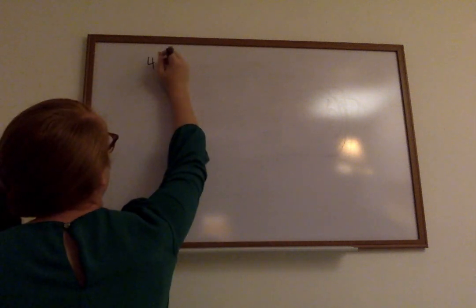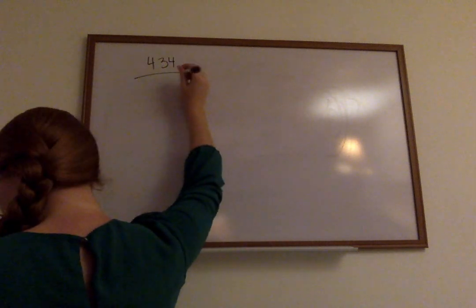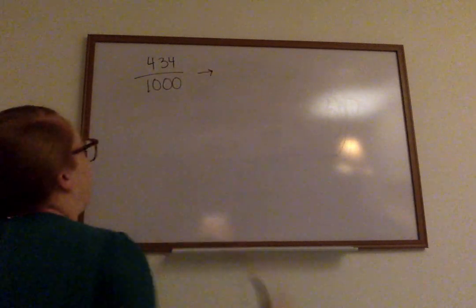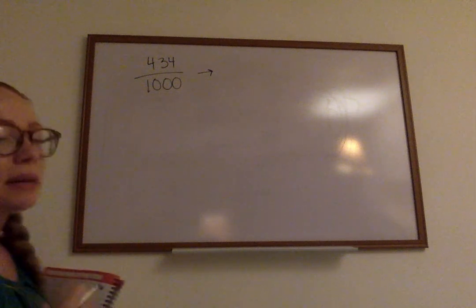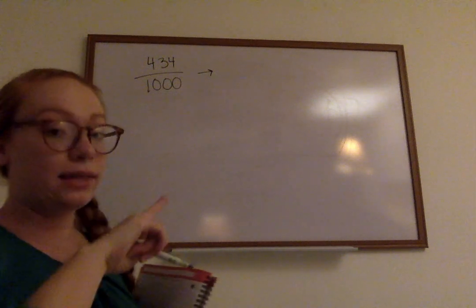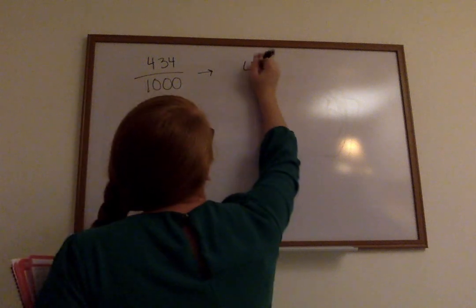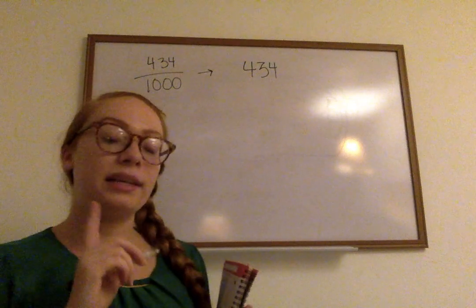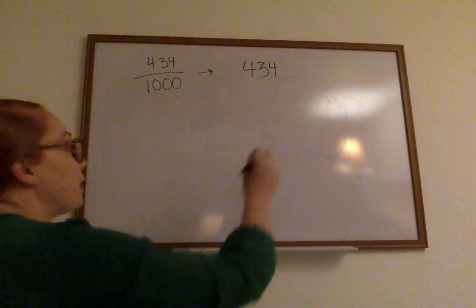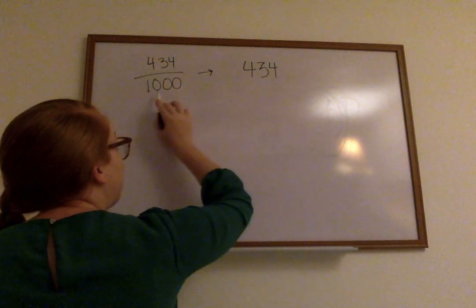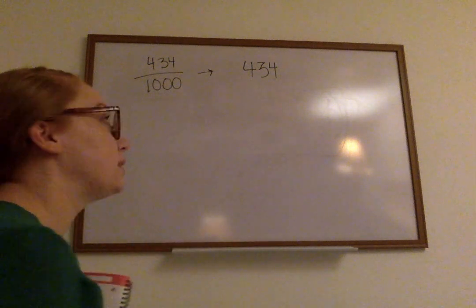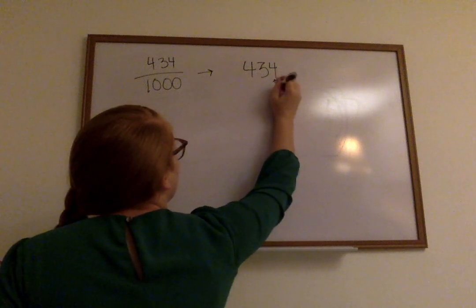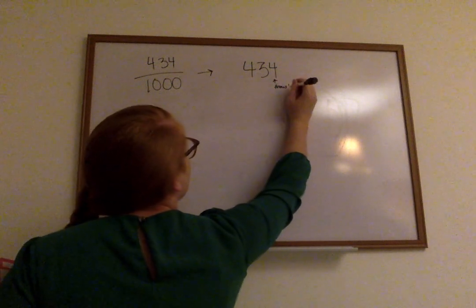What if we had 434 over 1,000? Now, when we turn fractions into decimals, what I want my students to do is to first write that top number. They're going to copy down the top number. Now I want them to think, where is my decimal going to go? We know that our last number needs to be in the thousandths place. So let's see if it's in the thousandths place. This 4 is in the thousandths.